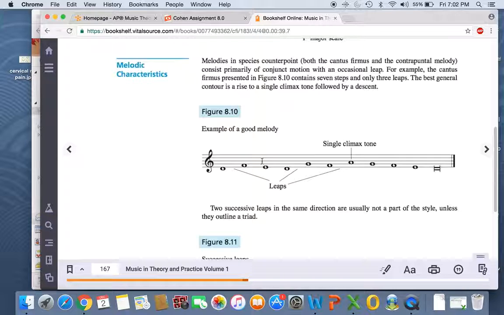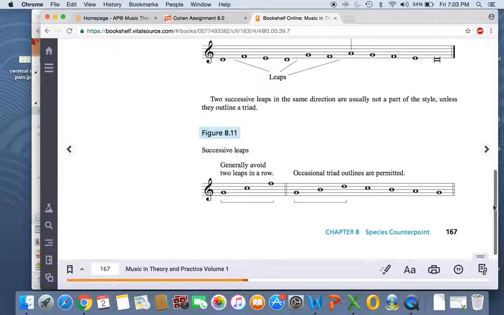It's how to write a good melody for the cantus firmus. So actually even the counterpoint. Melodies in both of those consist primarily of conjunct motion with an occasional leap. For example, the cantus firmus here contains 7 steps but only 3 leaps. So we leap a little, we walk down. We leap a little, we walk down, we leap a little, and then we come all the way down to the final. Got that? We leap very little.